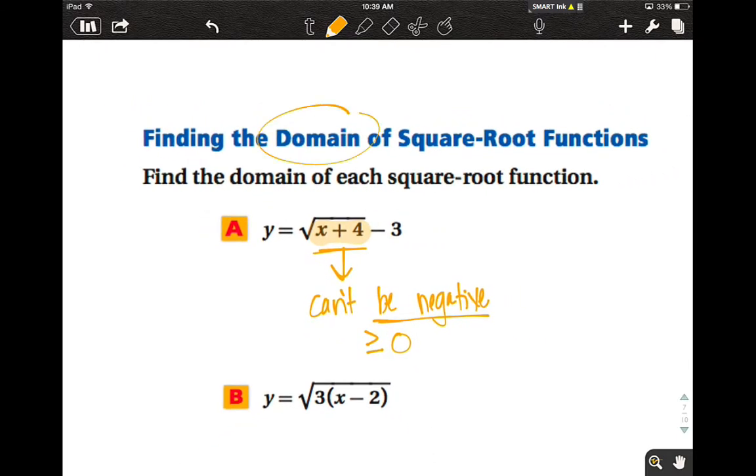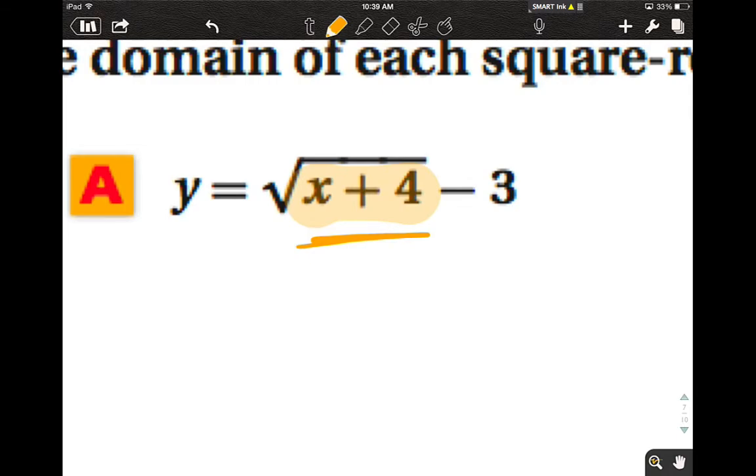Remember, the domain is the possible x values. What could x be? The question they're asking you is, find the things that x could be. So you're really only concerned with this part that I've highlighted in orange. You're only concerned with that. The -3, you're not worried about that. What this problem is saying is the x plus 4 has to be greater than or equal to 0.